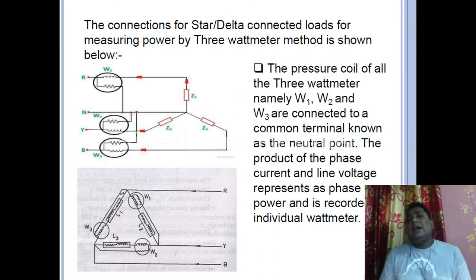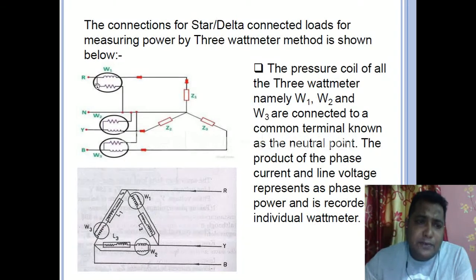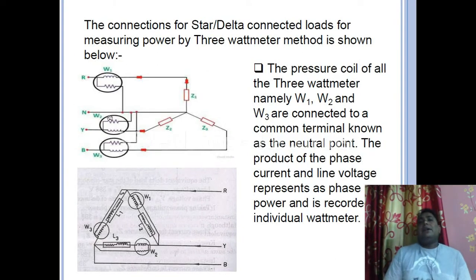Actually, one is measuring the current, one is measuring the voltage. Okay, so as you can see, if we view W1, follow my pointer, in W1 we have a series coil and a parallel coil. This is a series coil and this is a parallel coil. The series coil is measuring the current and the parallel coil is measuring the voltage of the system.